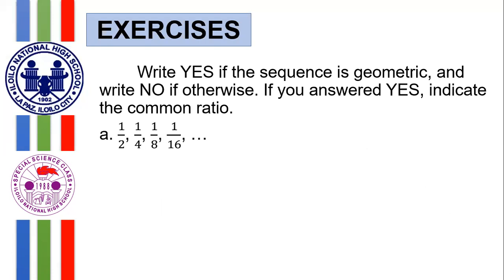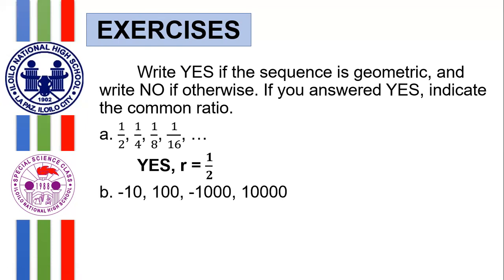For example, you have 1/2, 1/4, 1/8, 1/16. This is yes, it's a geometric sequence with a common ratio of 1/2. If you have your calculators with you, you could check. 1/4 divided by 1/2 is 1/2. 1/8 divided by 1/4 is 1/2. 1/16 divided by 1/8 is also 1/2. Next one. How about negative 10, 100, negative 1,000, 10,000? This is also a geometric sequence. So yes, and the common ratio here is negative 10.